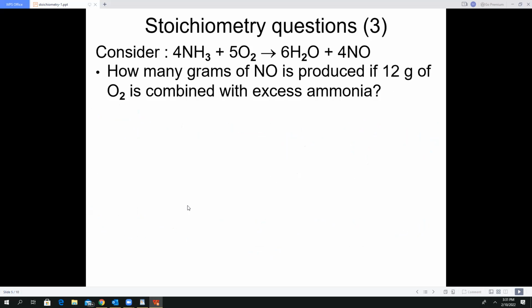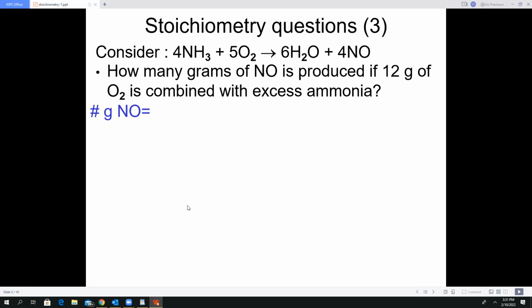All right, so let's do this one. Okay. How many grams of NO are going to be produced if you have 12 grams of oxygen and excess ammonia? That means there are no limiting reagents that are unknown. Obviously, the limiting reagent is going to be the NO. Okay. So here we go. Oh, sorry, the O2, I meant to say, not the NO. The limiting reagent is always on the reactant side.